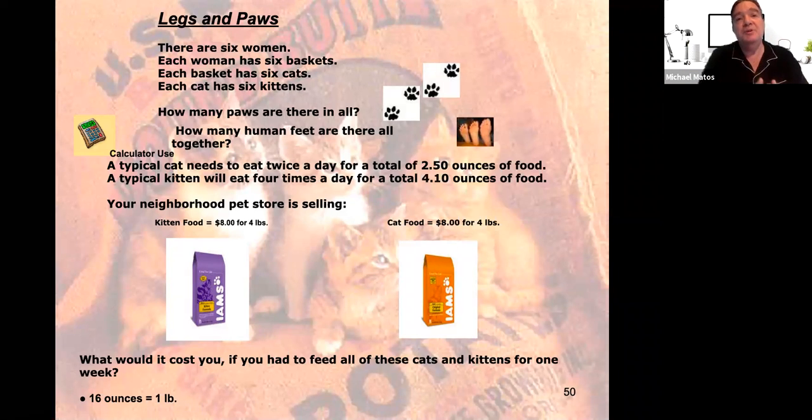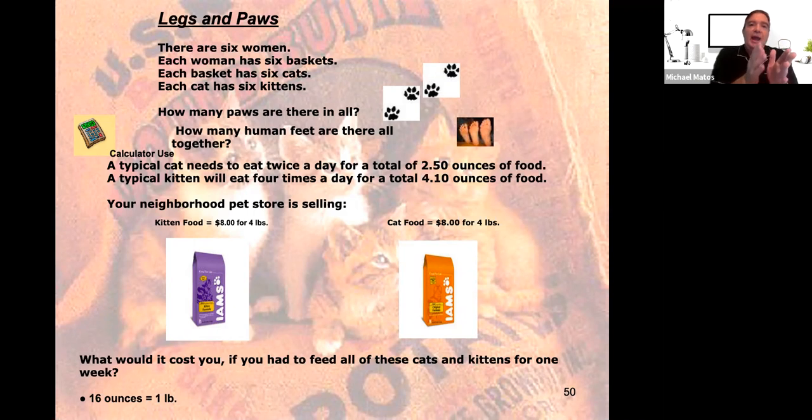So for example, this particular riddle: there are 6 women. Each woman has 6 baskets. Each basket has 6 cats. Each cat has 6 kittens. How many paws are there in all? And as you can see, I had to make sure I put the paws in there and drew them. I know we've probably seen 3-legged cats, but I'm talking about a 4-pawed cat and kittens. And basically what I'm doing is I'm using numeracy and looking at the words in this word problem, because that's what this riddle is, and making them into a numerical equation.